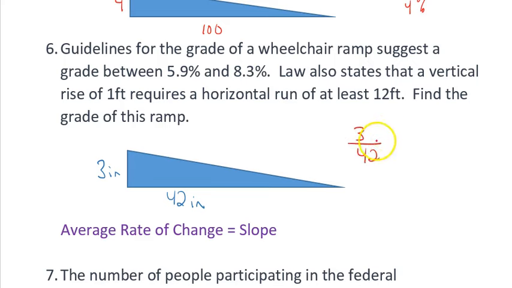And that's the same thing as 1/14. So if you type that in your calculator, you're going to get 0.071, which is 7.1%. So it's a 7.1% grade, and it falls within what they suggest for the guidelines there. So that seems like it works.